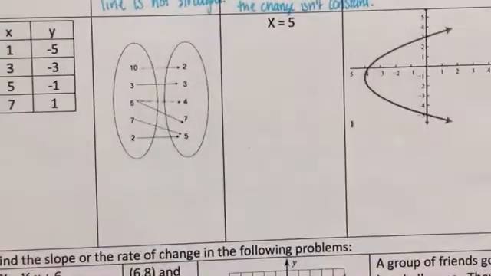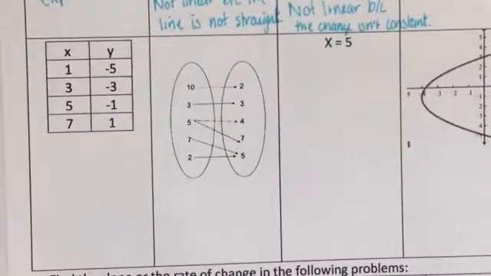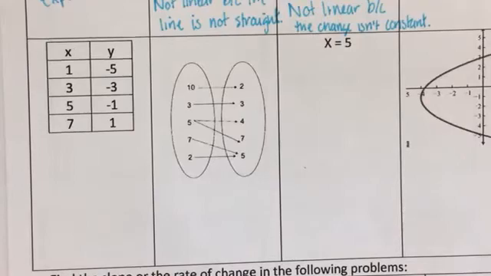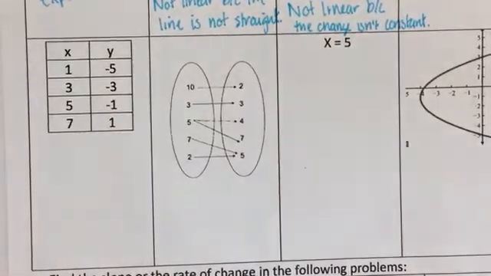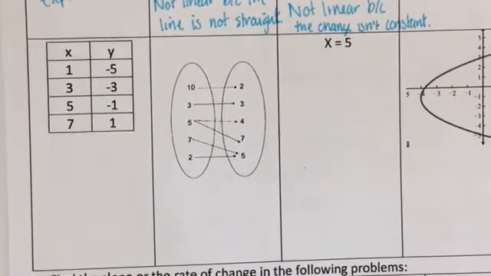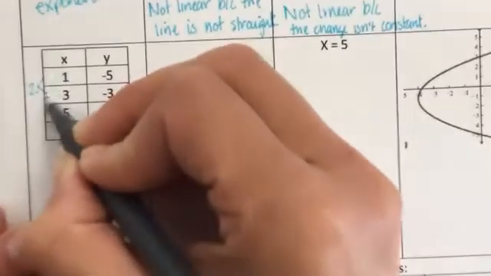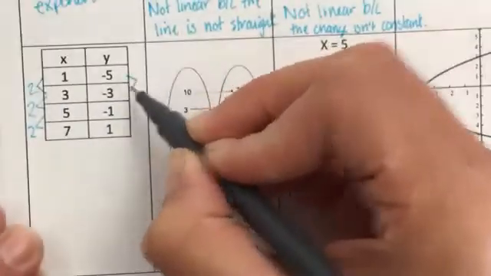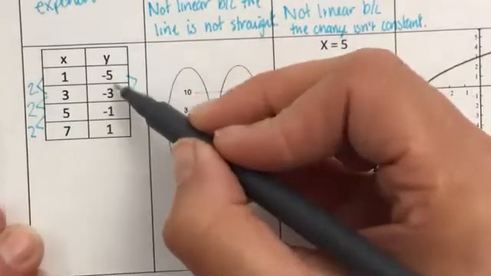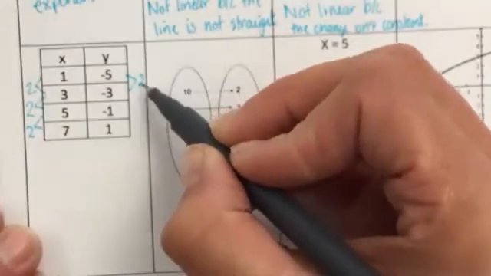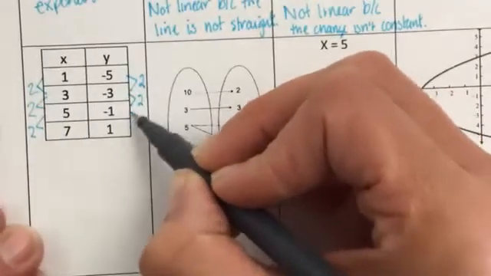Okay. The next one, we've got another table. Okay, Serenity, when we have a table, what types of things are we looking for? Constant change, so let's look. So 1 to 3, what do we get? 2. 3 to 5, 2. 5 to 7? Okay, what about on the other side? Negative 2. Oh, but it went up, didn't it? Close to. Yep, plus 2, plus 2.